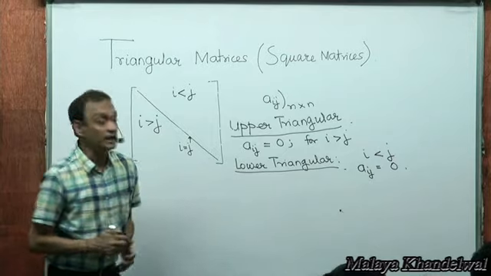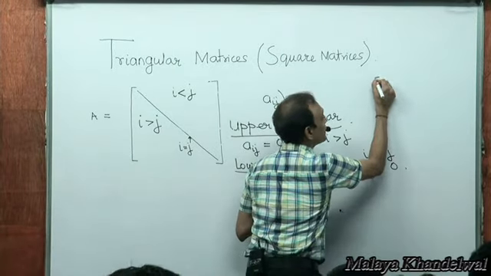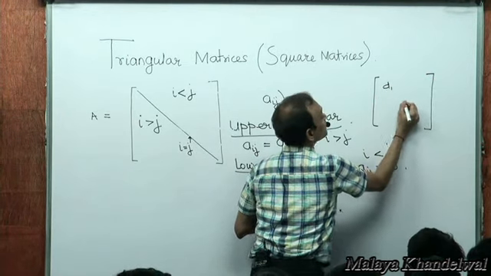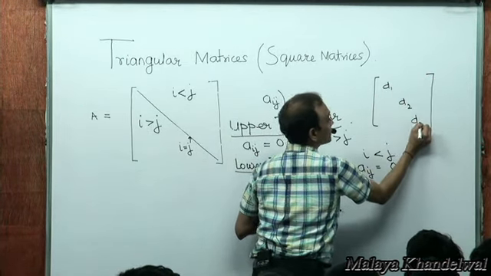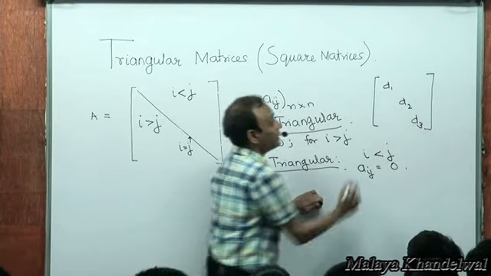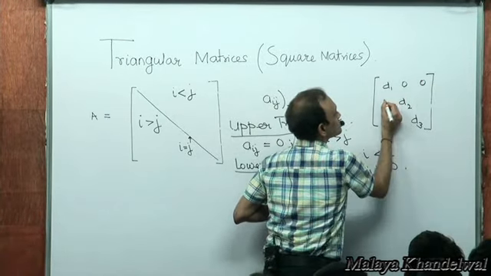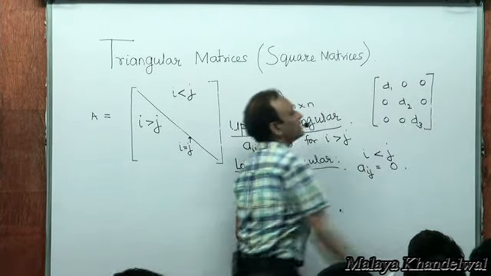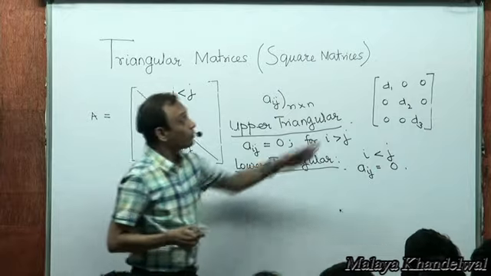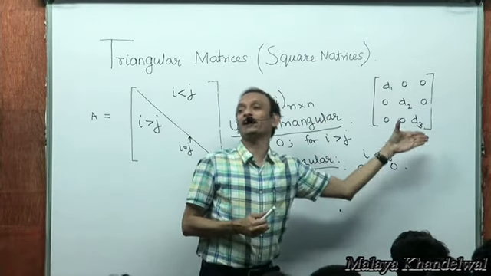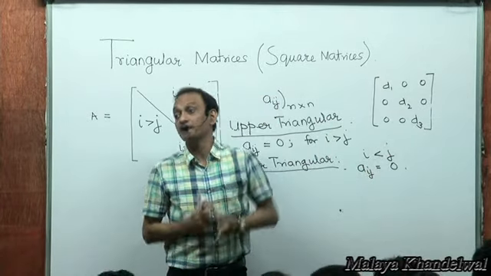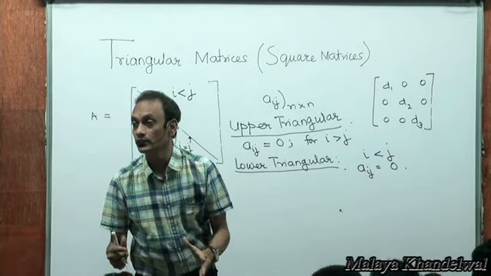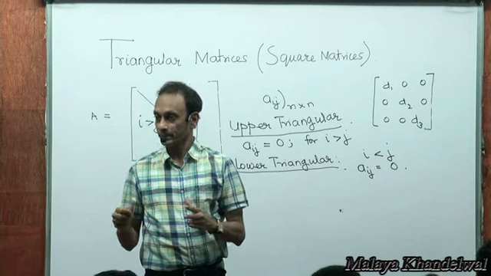And then we've already learned what's a diagonal matrix. A diagonal matrix is, say, D1, D2, D3, for example, a 3 by 3 matrix, and all elements other than the diagonal elements will necessarily be 0. Now, this is both an upper triangular as well as lower triangular. A diagonal matrix is both upper triangular as well as lower triangular. Yes or no? You know what I'm saying?